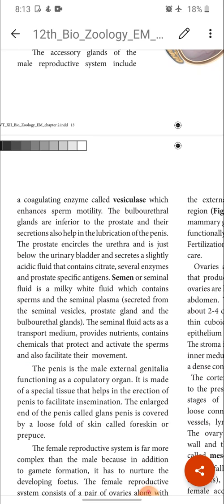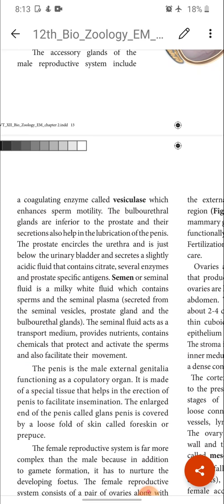Next, semen or seminal fluid is a milky. What is semen? And mention its function. You will have a 2-mark question. Semen or seminal fluid is a milky white fluid which contains sperms and the seminal plasma secreted from the seminal vesicle, prostate gland and bulbourethral gland.